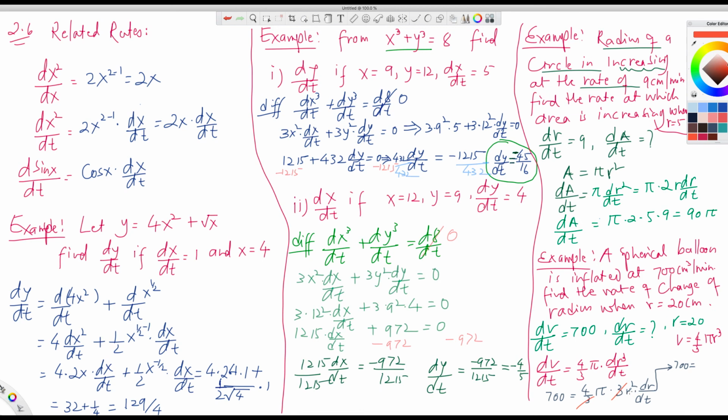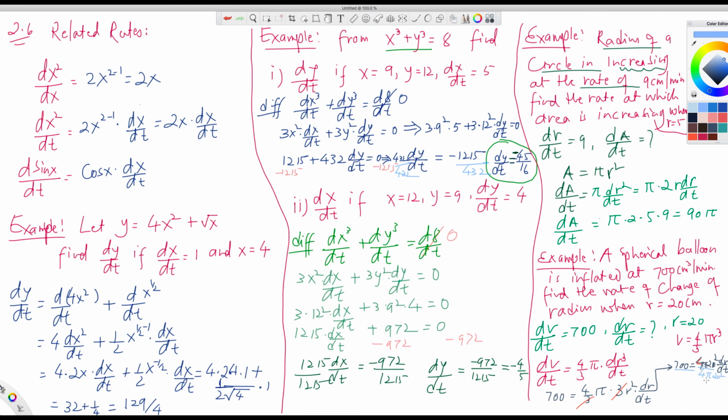r is 20, right? So 700 equals 4 times pi times 20 squared times dr over dt. You need to solve for dr over dt, meaning that you need to divide by 4 times 20 squared times pi. There is pi also, I am sorry about that. So divide by 4 times pi times 20 squared.